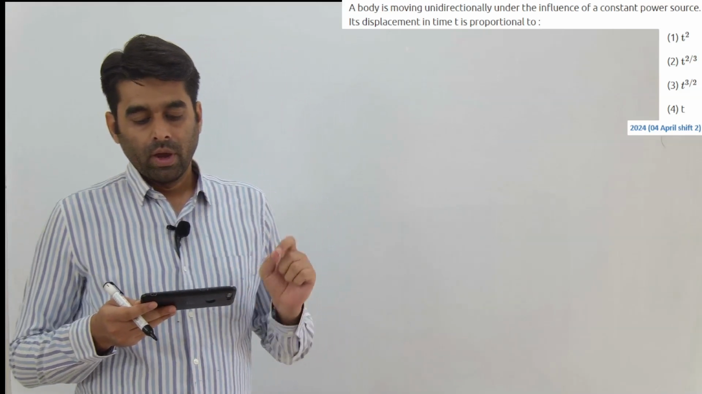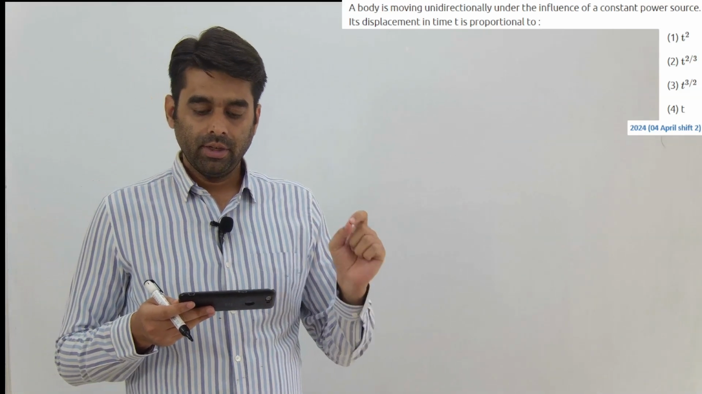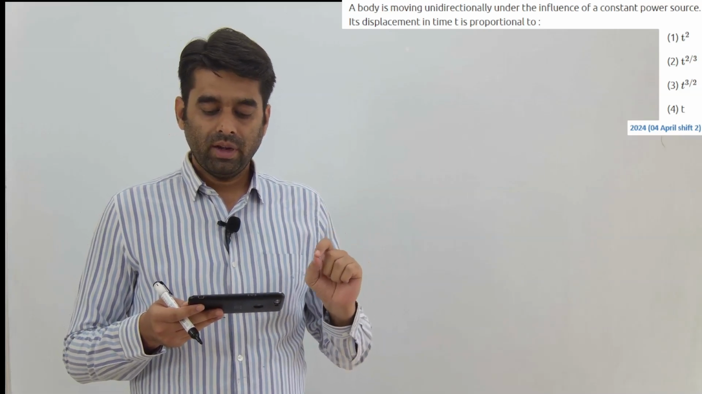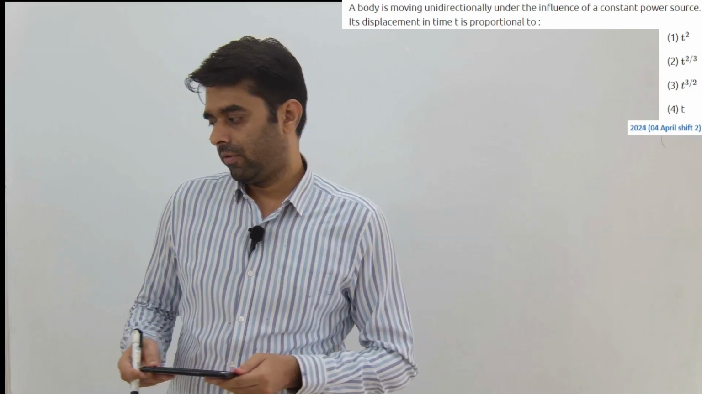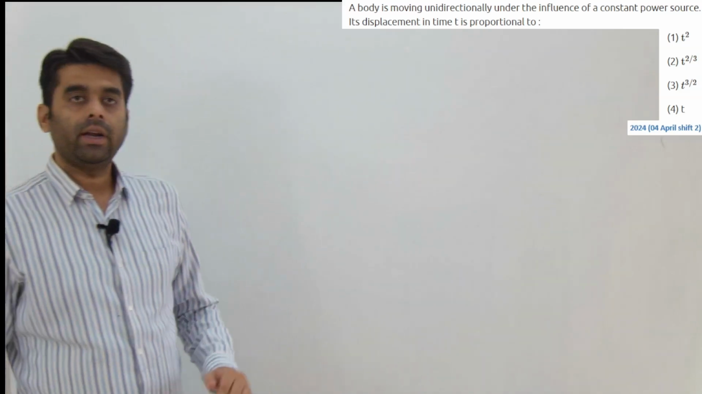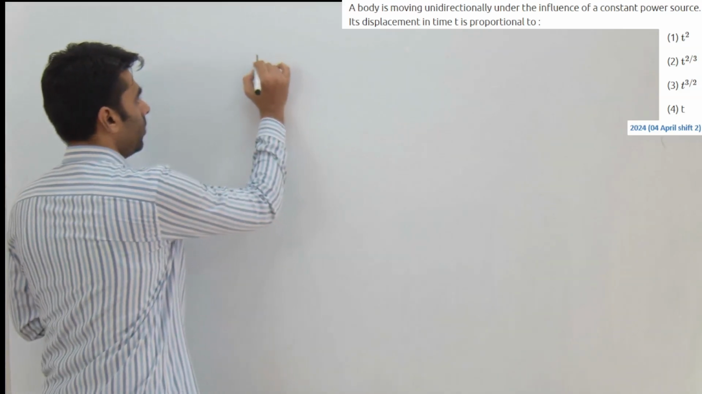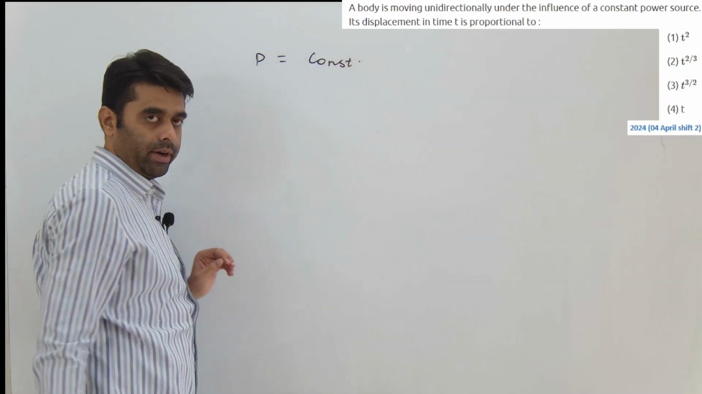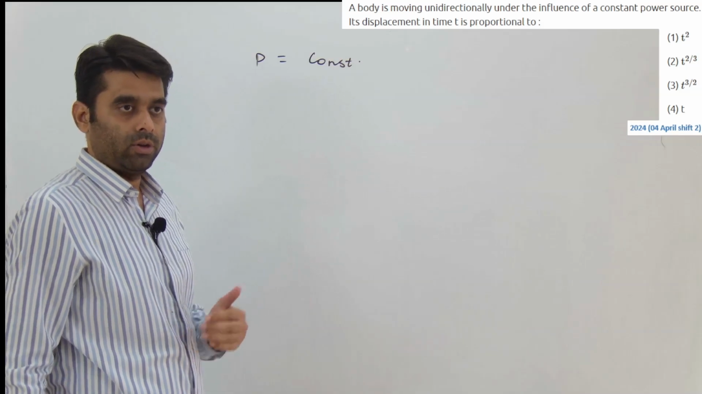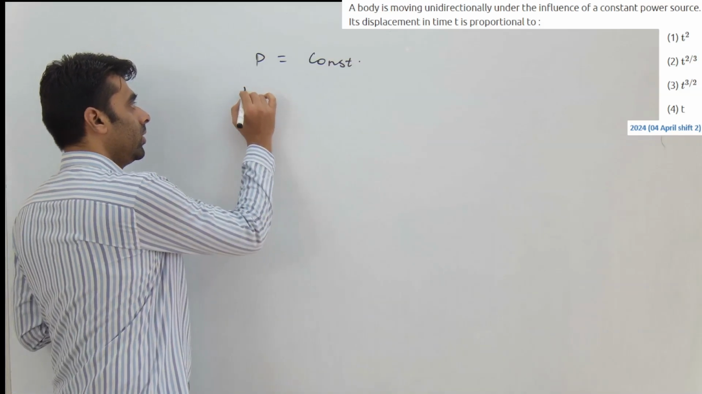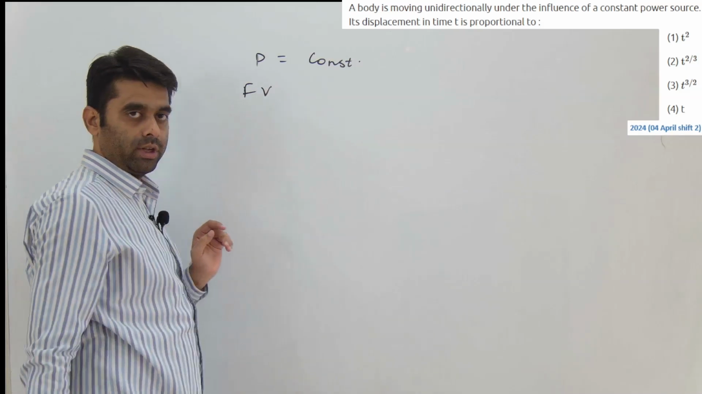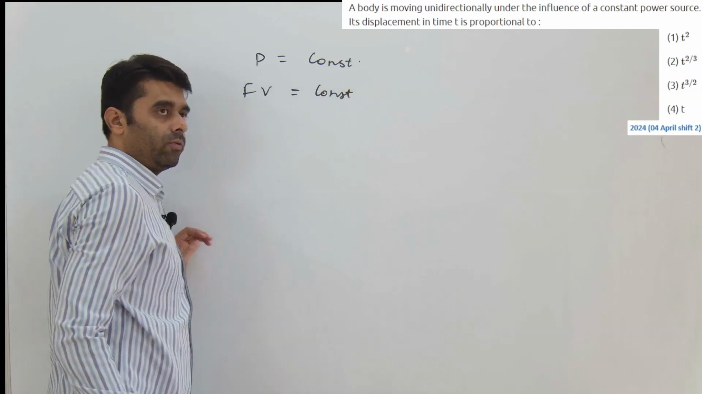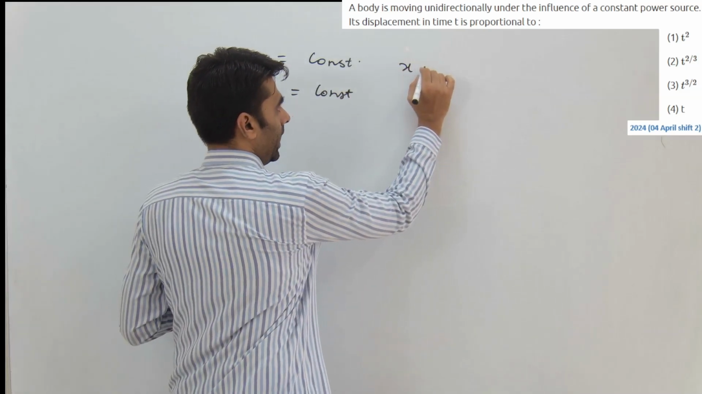What it says, a body is moving unidirectionally under the influence of a constant power source. Its displacement in time t is proportional to. Fine. So basically they have given that the power is constant, right? It's a unidirectional source. Power we know is written as force into velocity. Force into velocity is constant. We want to find out displacement as a function of t.